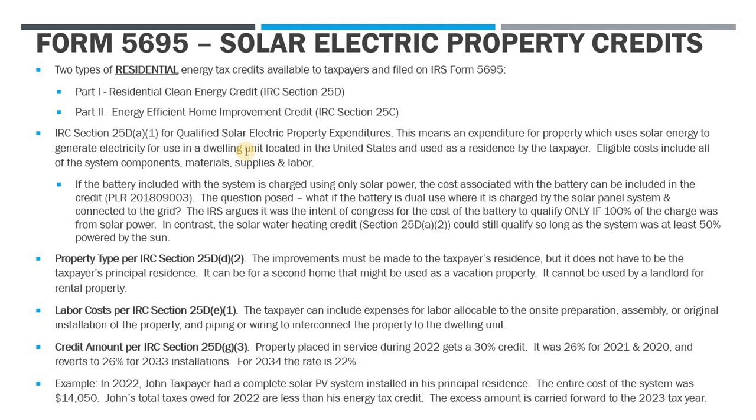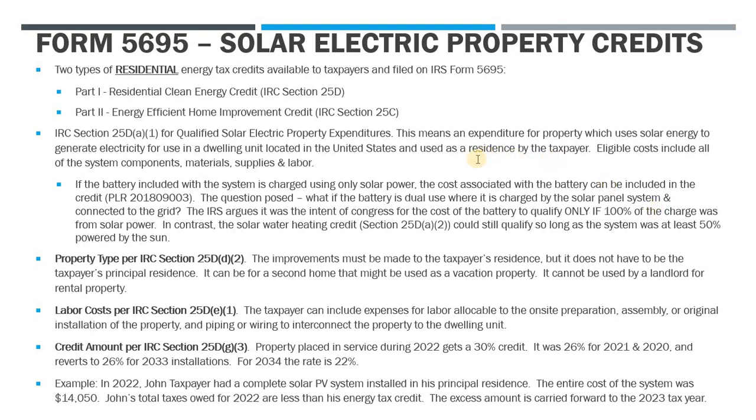So what are these, right? Well, the tax code defines these as expenditures for property that uses solar energy to generate electricity, right? And these systems have to be used for a dwelling unit, right? So it's a residence. It has to be inside the United States, and it's a residence used by the taxpayer that's claiming the credit, okay?